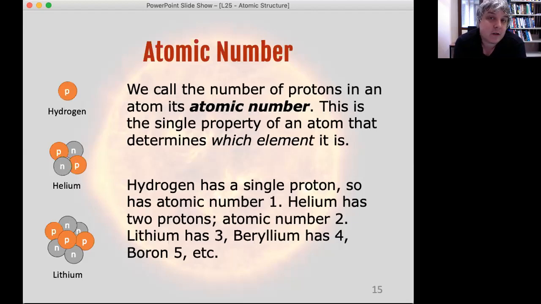So hydrogen has a single proton, helium is the second element, it's got 2 protons, lithium is the third, it's got 3, and we can continue onwards. Beryllium has 4, boron has 5, carbon has 6, etc. So the atomic number is the single property which defines which element that atom is. How many electrons, how many neutrons, as we're going to see, doesn't actually matter in terms of saying which element it is. All that matters is how many protons there are. If you know how many protons are in the atom, then you know which element it is with certainty. It's definite.